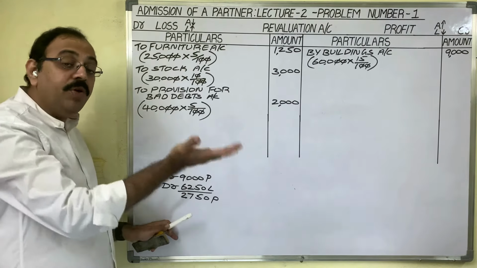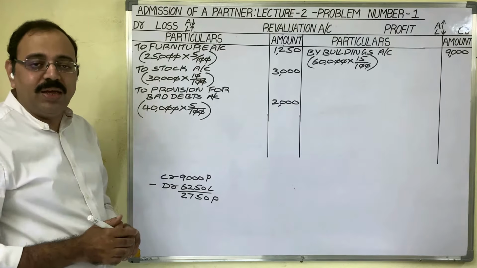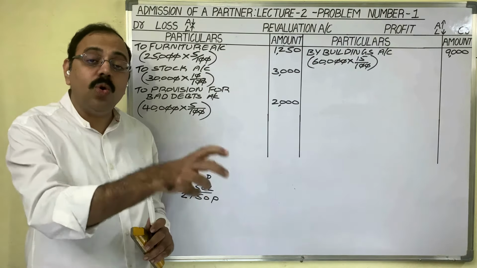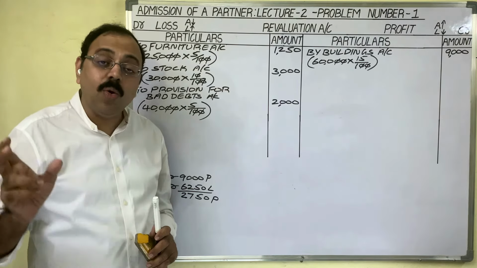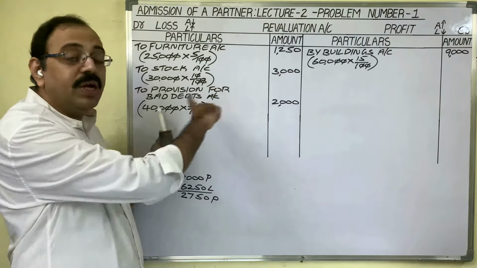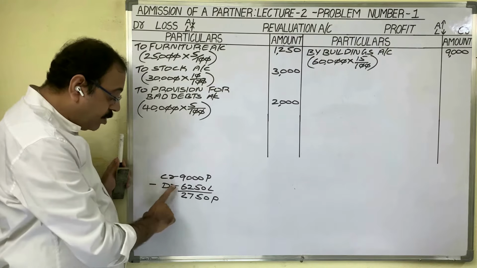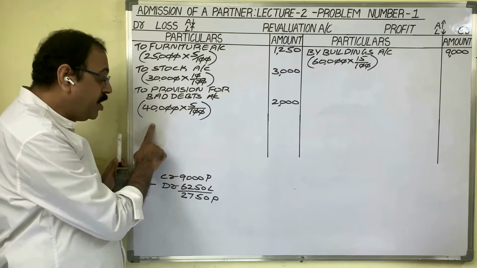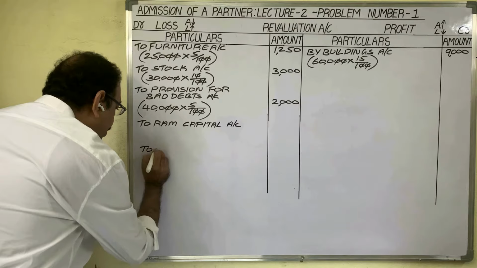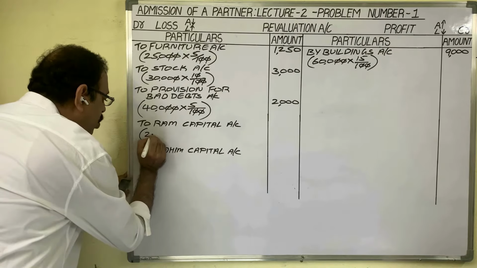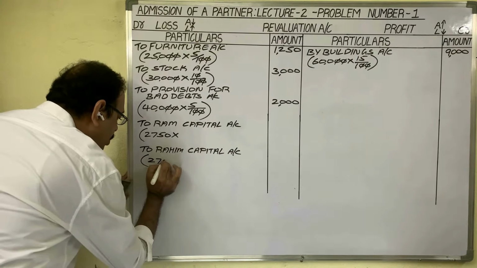As this is the profit before the admission of new partner, this profit belongs to old partners only. Don't think that firm pays these amounts to old partners in cash. Firm transfers these amounts to old partners' capital accounts in old profit and loss ratio. We said we have to show the transfer where the total is less. That side we have to show. As debit total is less than credit total, debit side we have to show that distribution. To Ram capital account, to Rahim capital account. Profit 2750. We have to transfer to these two partners' capital accounts now.